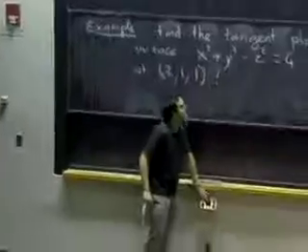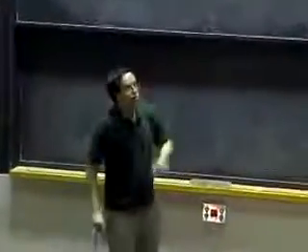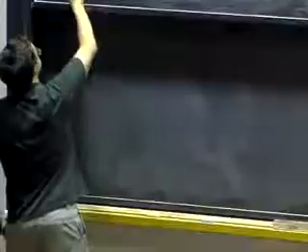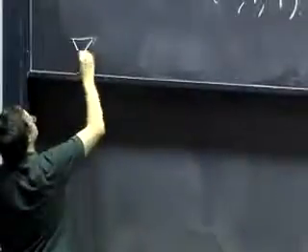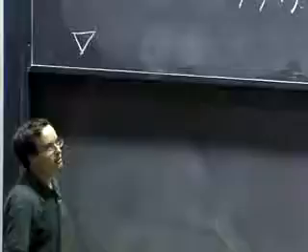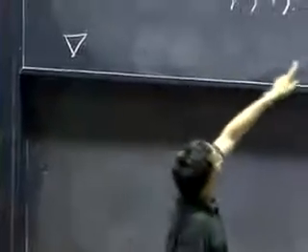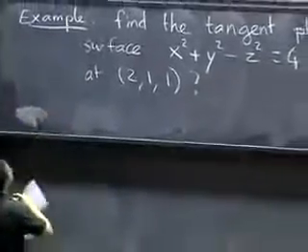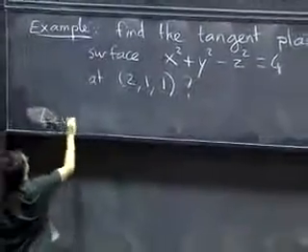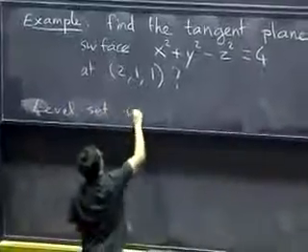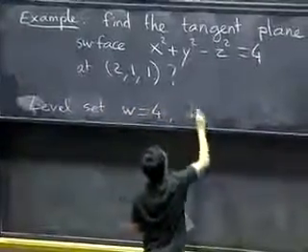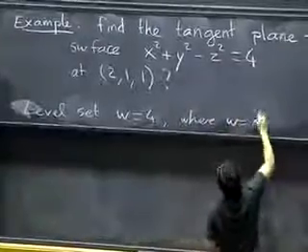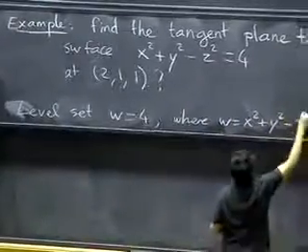So how do we find this plane? Well, you can plot it on a computer, but that's not exactly how you would look for it in the first place. The way to do it is that we compute the gradient. The gradient of what? Well, the gradient of this function. I should say this is the level set w equals 4, where w is x squared plus y squared minus z squared.